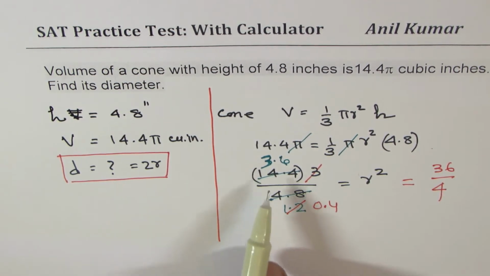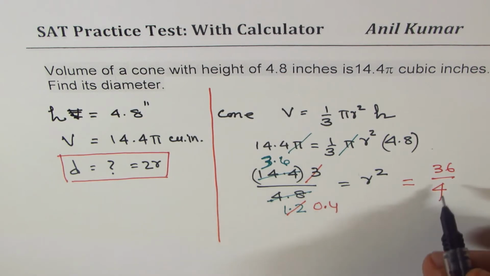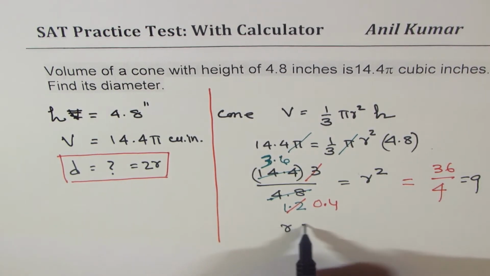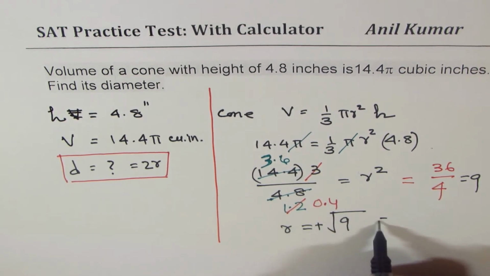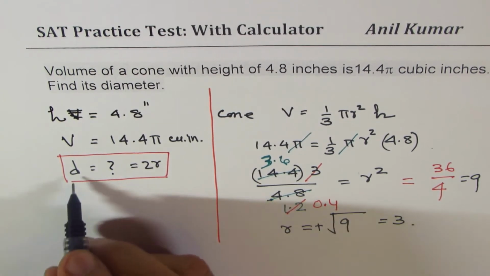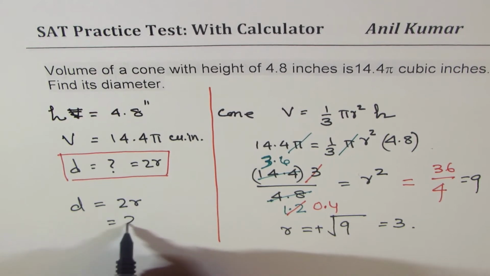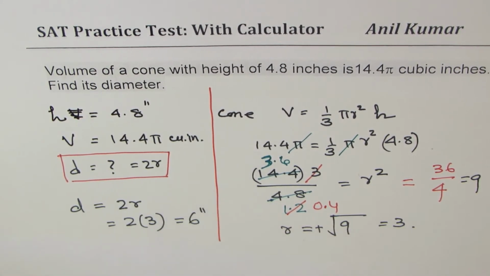Now multiply both these decimals by 10 to get rid of the decimals. Now it is a simple and straightforward answer, right? Because this goes 9 times. 36 divided by 4 is 9. So r is equal to the square root of 9. Radius is always positive, so we get 3 as our value. Remember, we need diameter. So diameter is 2 times radius, so it is 2 times 3. So the answer is 6 inches for the diameter.